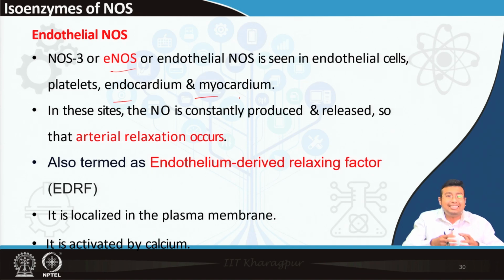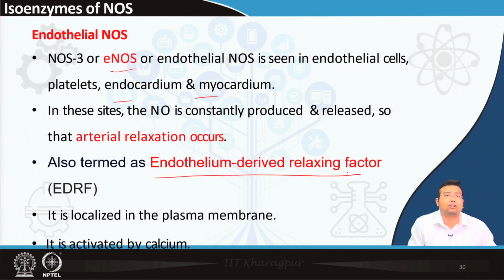So, in these sites blood is constantly flowing, right. All these tissues mentioned are constantly in touch with blood vessels, arteries, and nitric oxide is constantly relaxing blood vessels. Hence, it is also known as endothelium derived relaxing factor or EDRF. It is located in the plasma membrane and this variety, the third isoform, is activated by calcium.